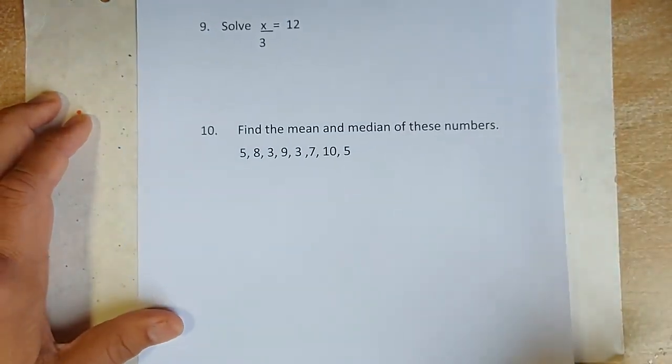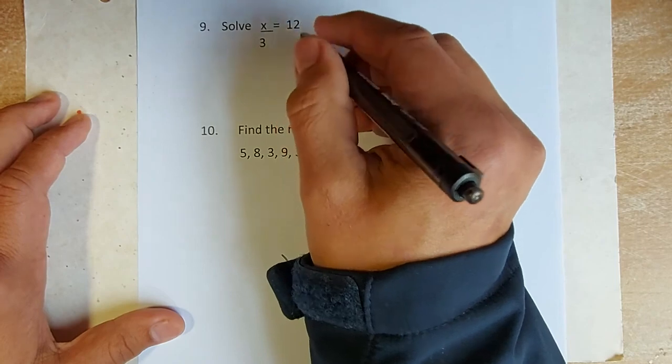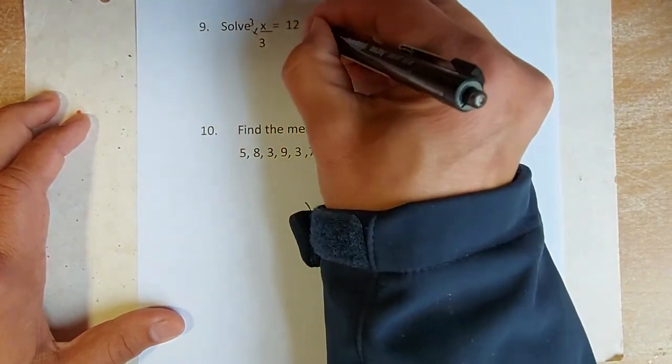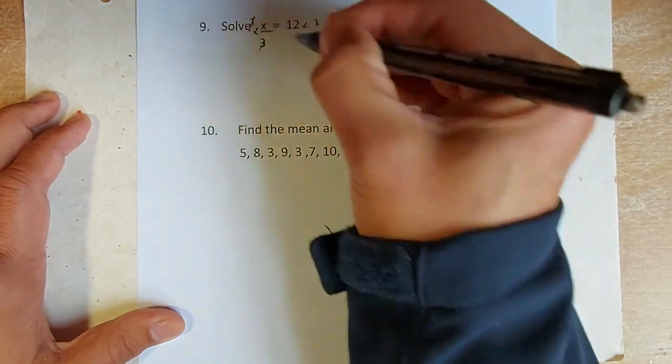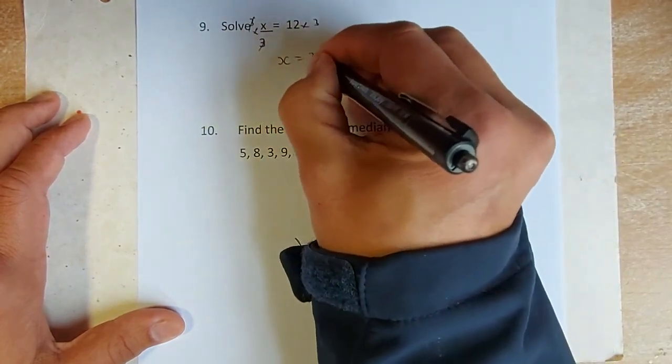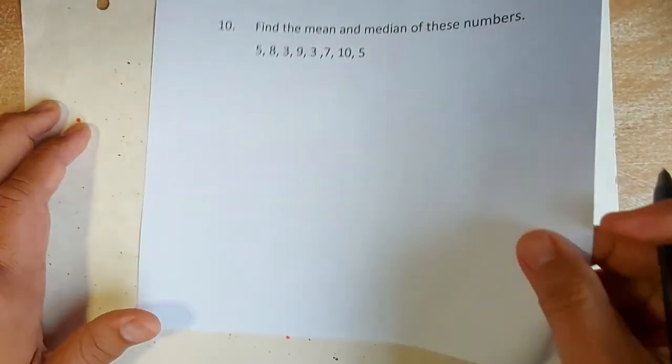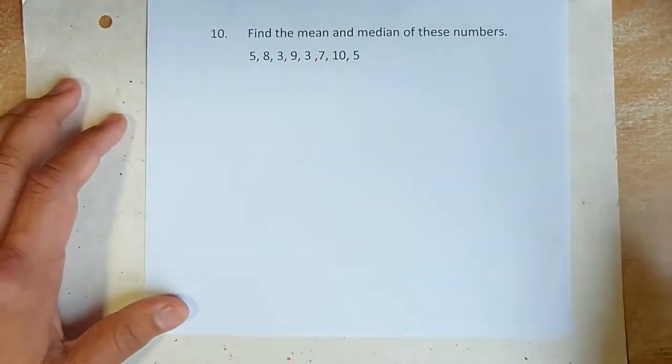Okay, proceed now. x divided by 3 equals 12. To get rid of the 3, you multiply by 3 on the left. You must multiply by 3 on the right. The 3 will cancel out. So x equals 36. And the last one is some statistics. Calculate the mean and median.